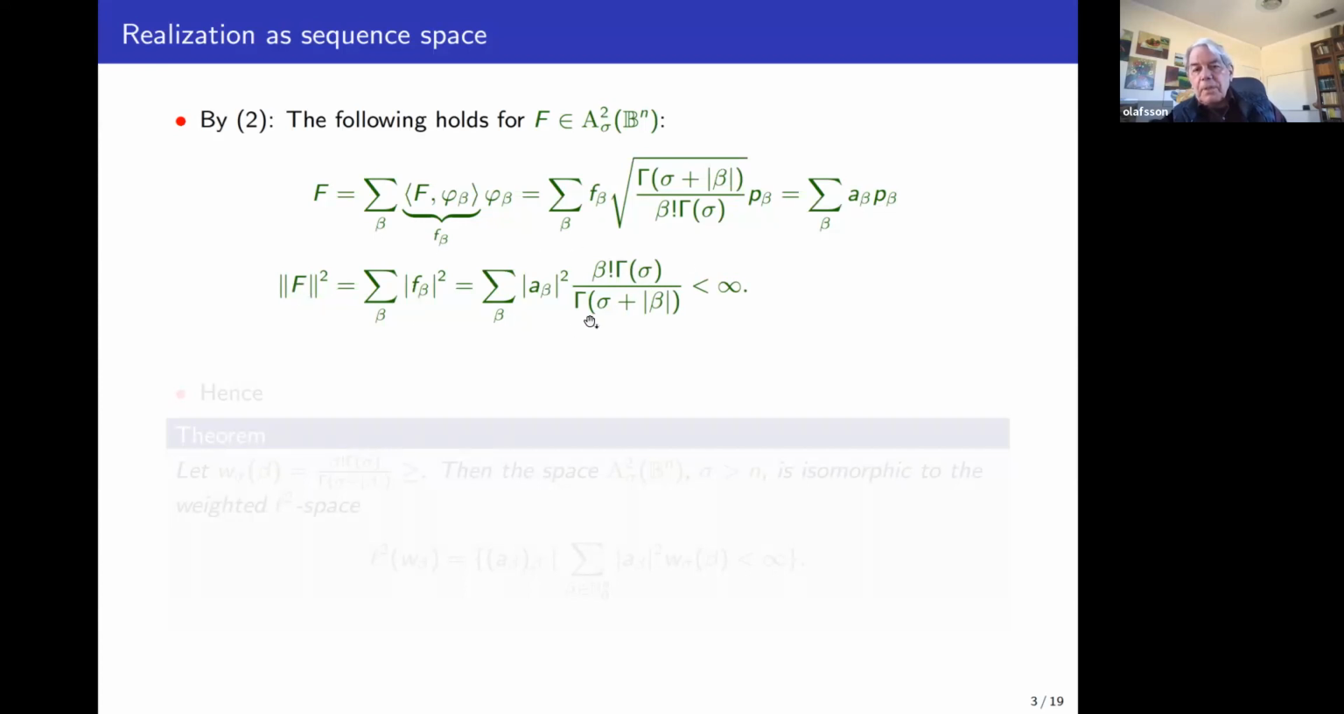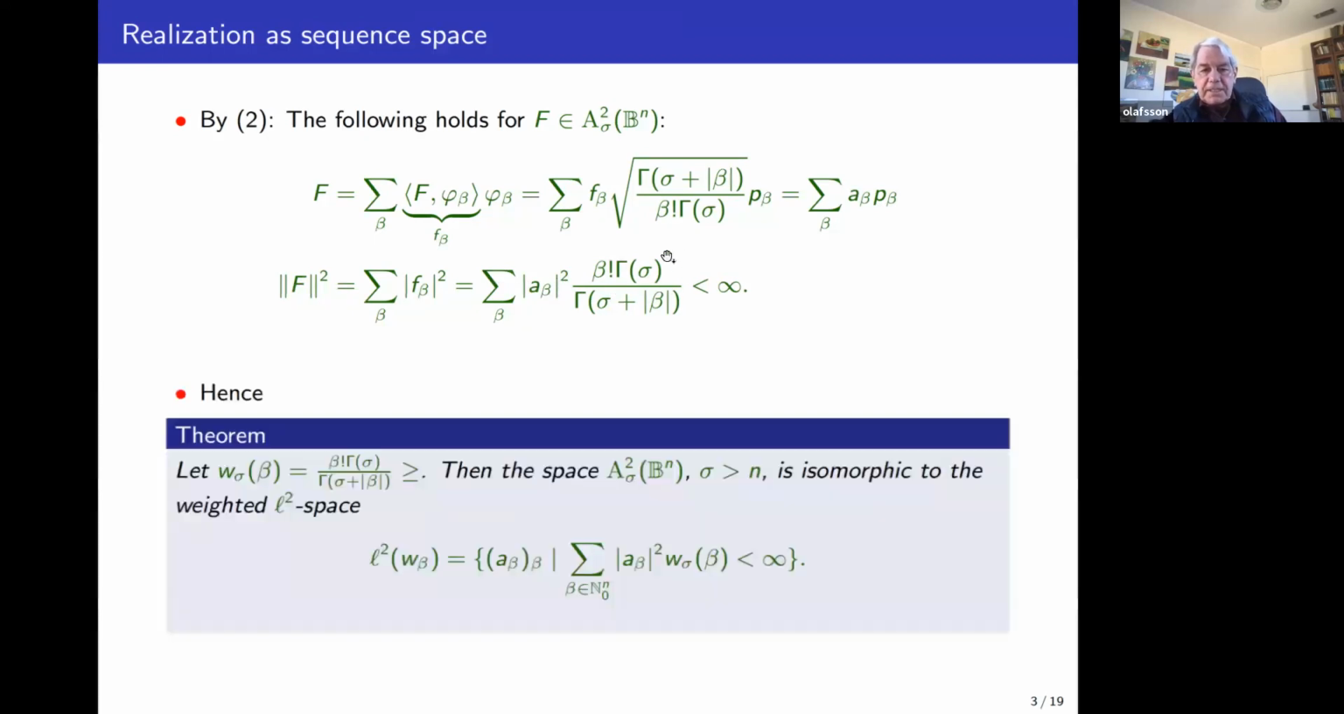The norm is also the sum of the alpha beta squared times the gamma function that we had there. This tells us that if we define a density, omega w sigma, which is expressed in terms of the gamma function, then this Bergman space for sigma greater than n is just a little L2 space with this weight.